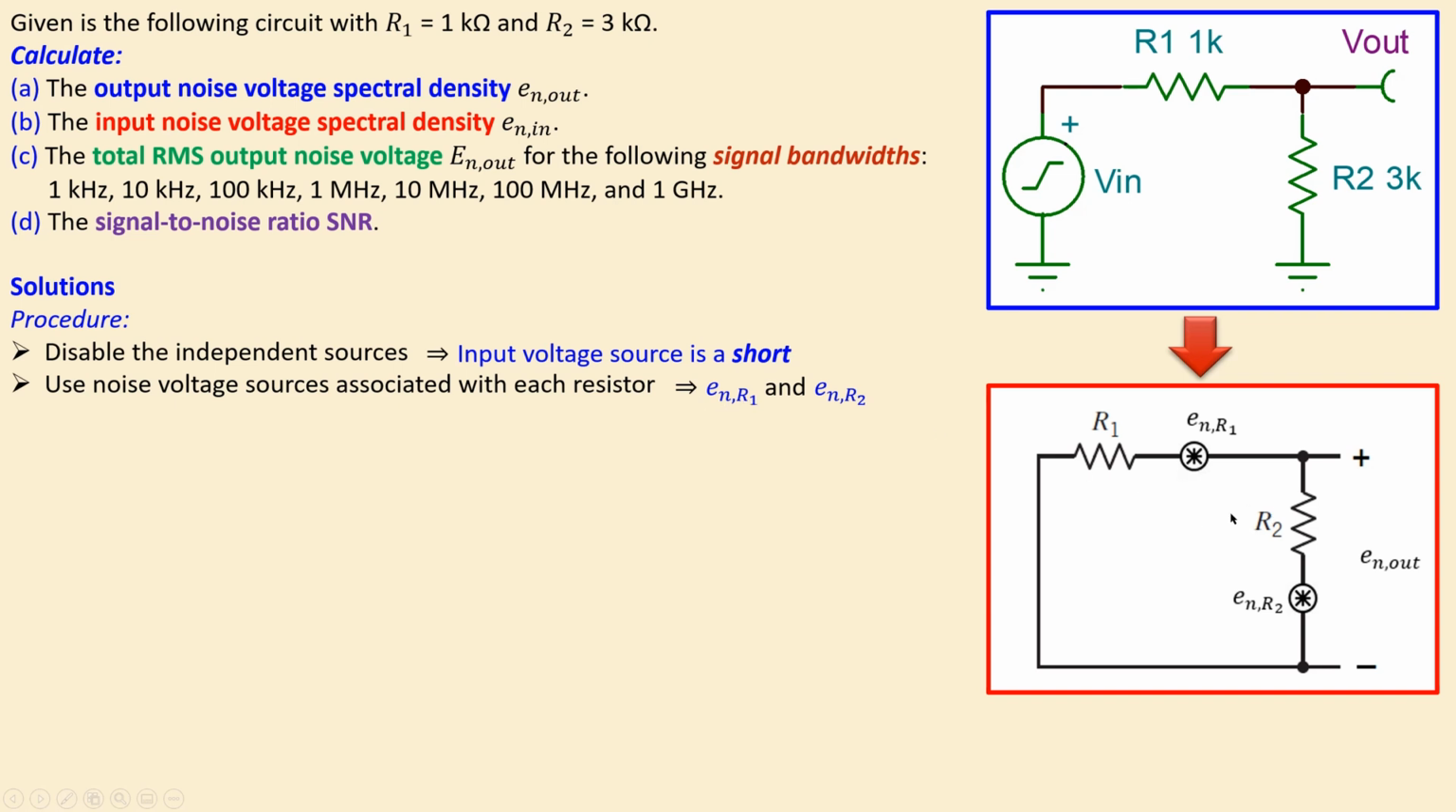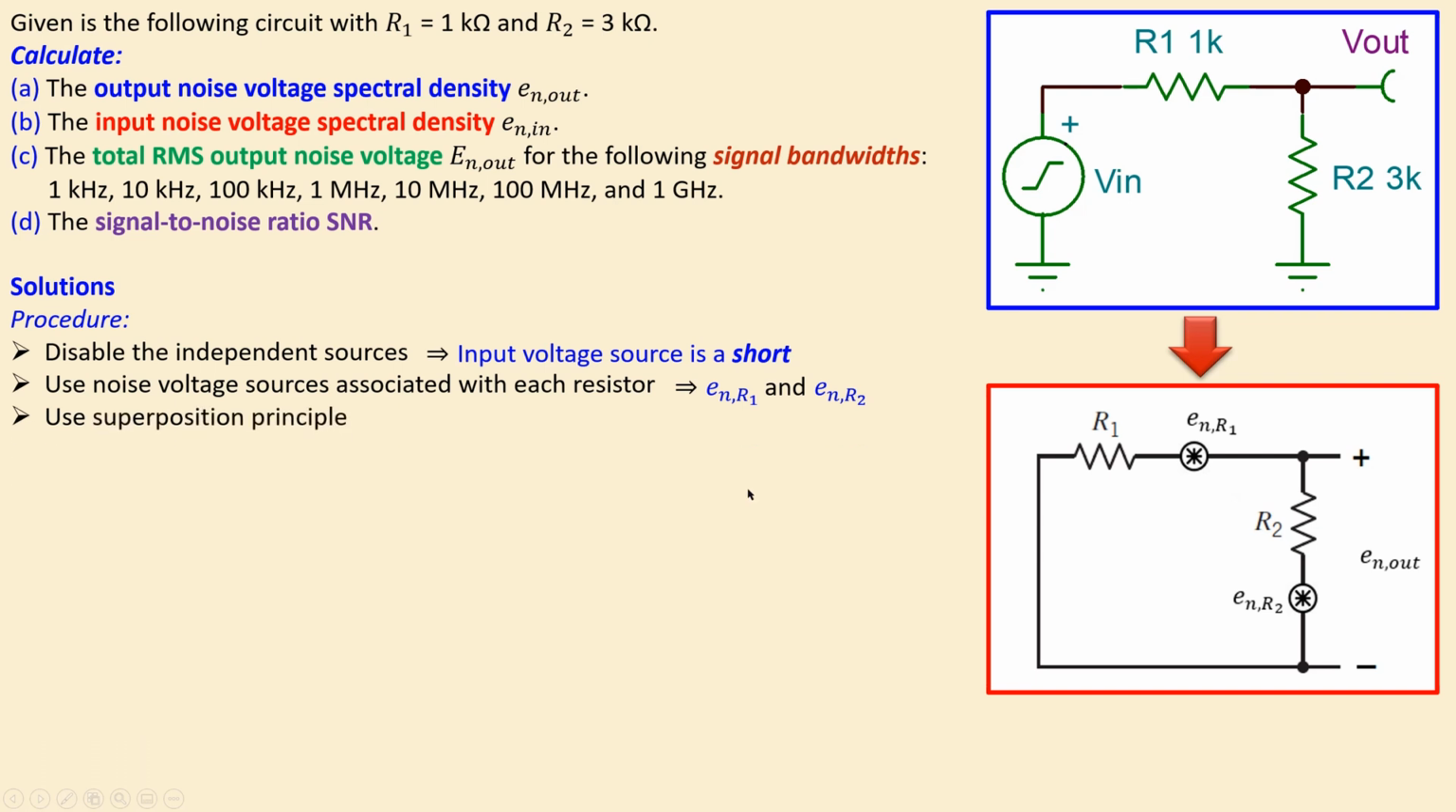And now R2 also is a noiseless component, but it has its own noise voltage spectral density in series. This is also a model. You can of course have R1 in parallel with a noise current spectral density. That can also be done for R2. That is something you can also work out in a different form.